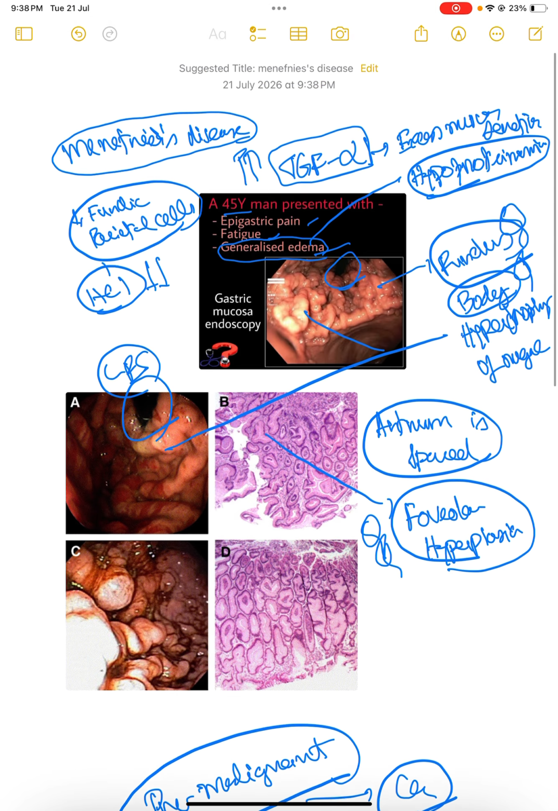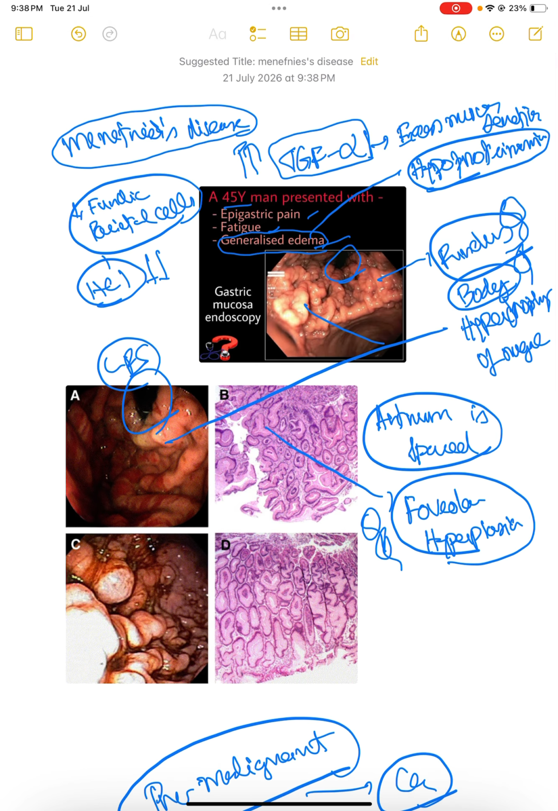And the high-heel concept in Menetrier's disease is increased expression of TGF alpha and not beta. So the main culprit for all these features is increased expression of TGF alpha.